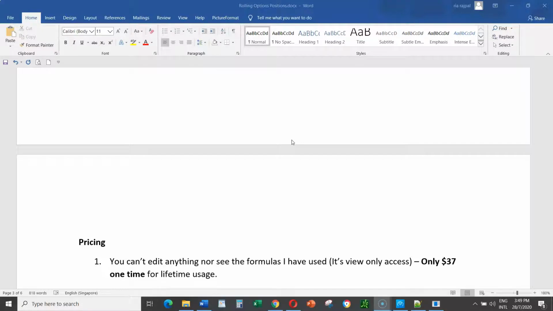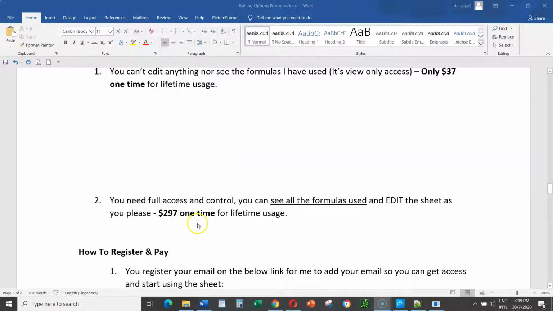Now if you are like me, then you would want to have full control, full access, be able to download the sheet, edit your own tickers, delete what you don't like, and customize it, right? And also take all the formulas that I have used and then copy paste them to create your own custom sheet. So if you are that kind, then yes, you can actually have the entire sheet with full access for a one-time payment of $297, which is very cheap compared to the hard work that I have put in to create all of this. All right, and then you can edit this sheet, right? So you choose what you want.